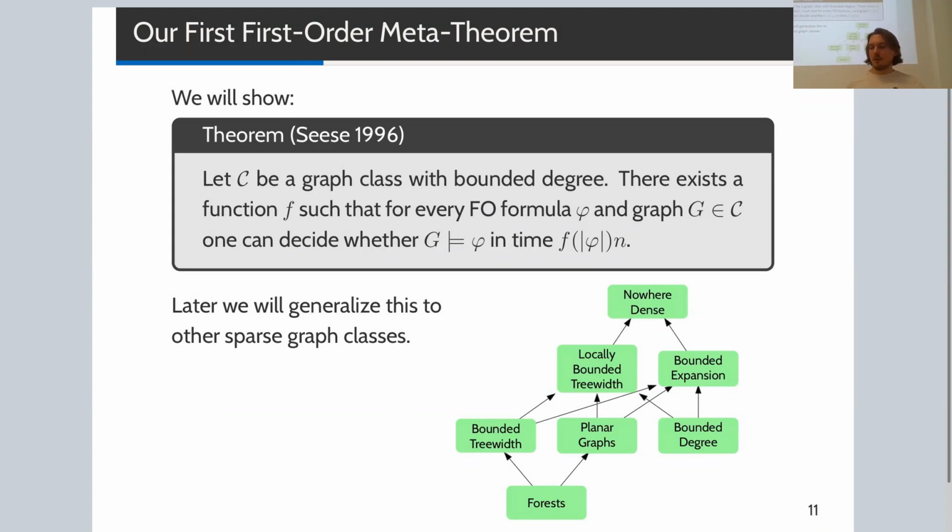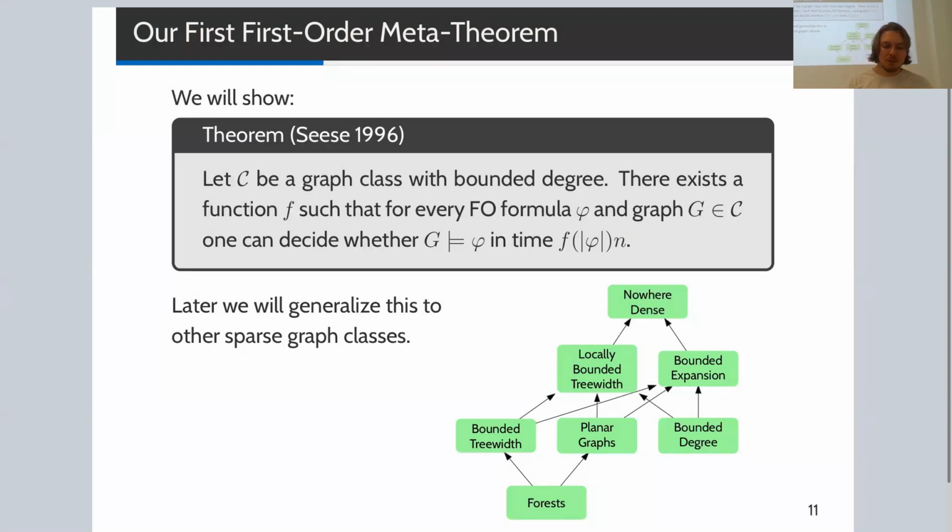So I now want to prove the first order meta theorem. It was by Seese originally, and it is for graphs with bounded degree. The flavor of it is very similar to Courcelle's theorem. We again get an FPT algorithm, at least this time for bounded degree graph classes.